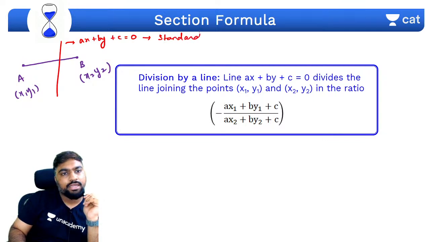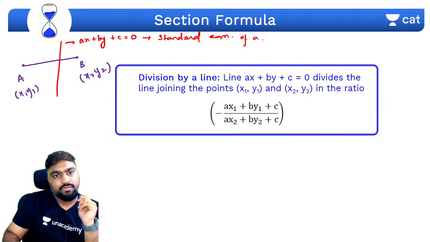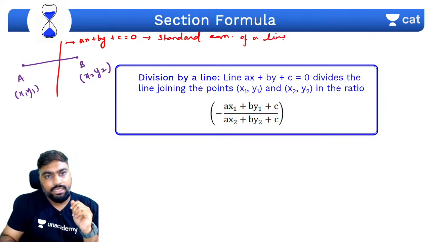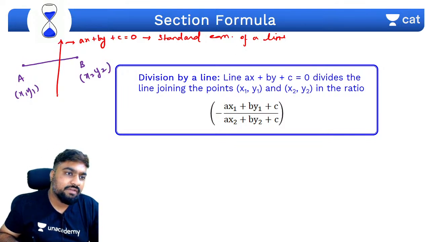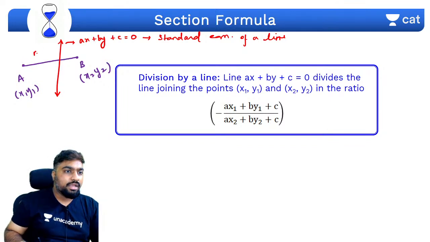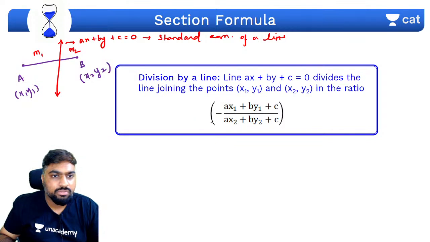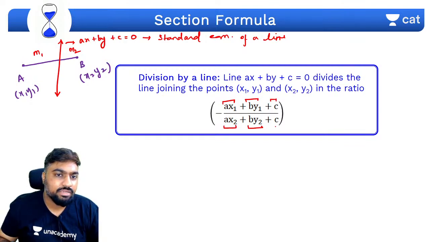We'll talk about this in more detail in the upcoming sessions. Yes, the standard equation of a line. So if this line divides A and B in this ratio, what will m1 by m2 be? Yes, so m1 by m2 is given as minus of (a times x1 plus b times y1 plus c) by (a times x2 plus b times y2 plus c).